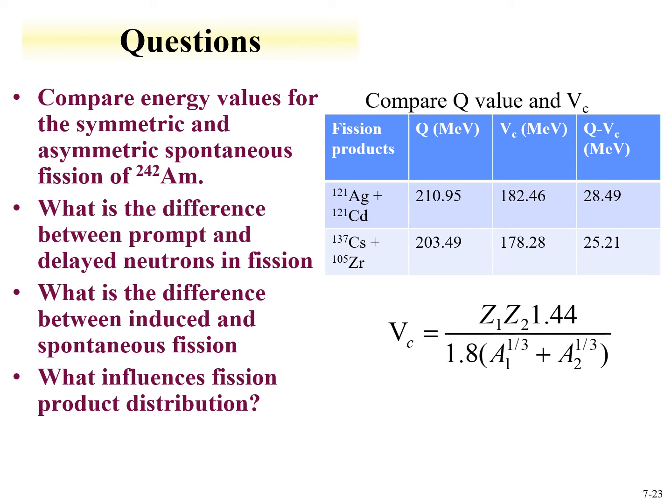For an asymmetric fission product distribution, I chose one fission product being cesium-137, a common fission product, and from that the remainder would be zirconium-105. I evaluated the Q value for that, again 203 MeV. The Coulomb barrier using this equation is a little under 180. So the Coulomb barrier is lower for the asymmetric. The Q value is also lower, and the Q value is lower by a greater amount, so the overall energy is less. Nominally, one would state that fission should occur through symmetric fission because you get more energy.